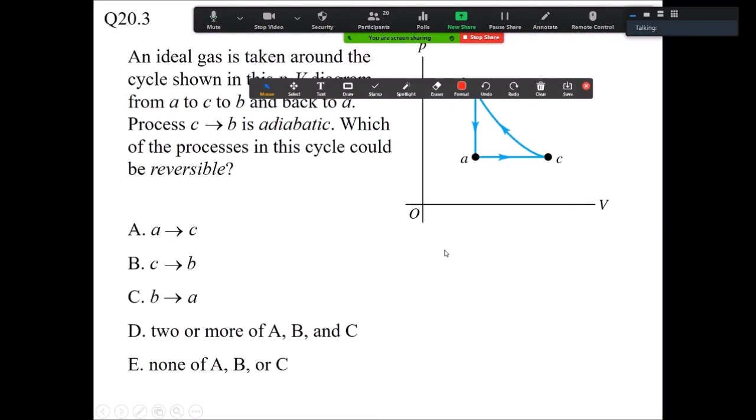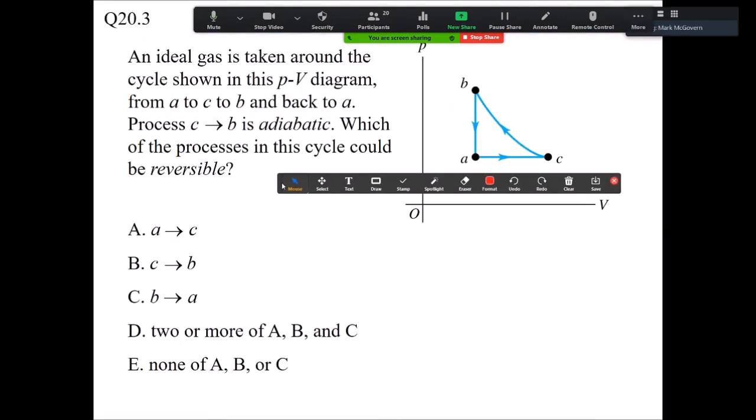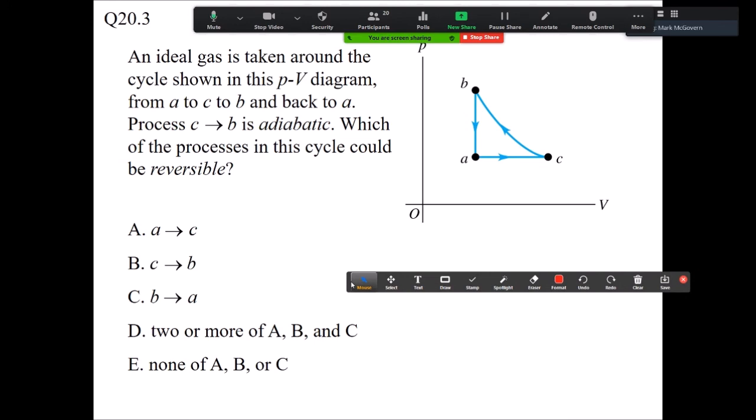Okay. All right. Question for you here. An ideal gas is taken around the cycle shown in this PV diagram from A to C to B. From A, we're going to the right, we're going up, we're going down. Which of the processes in this cycle could be reversible?